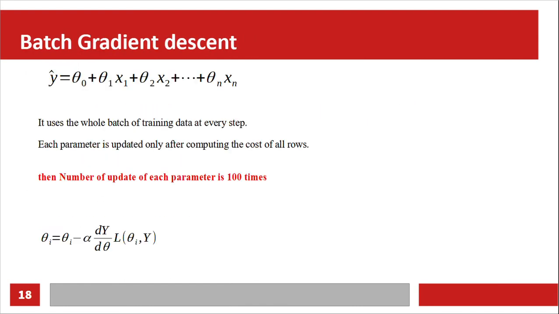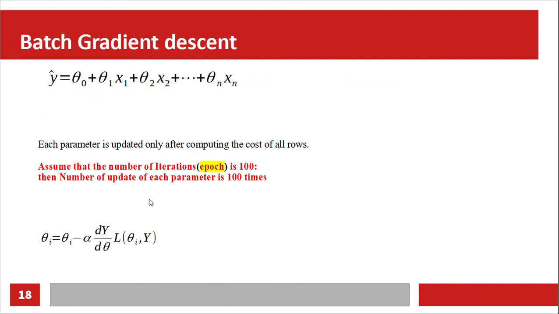Now you can update the parameters after computing the cost of all samples. Assume that you have 100 iterations, which in deep learning is called epochs. Now the number of updates for each parameter is 100 times.